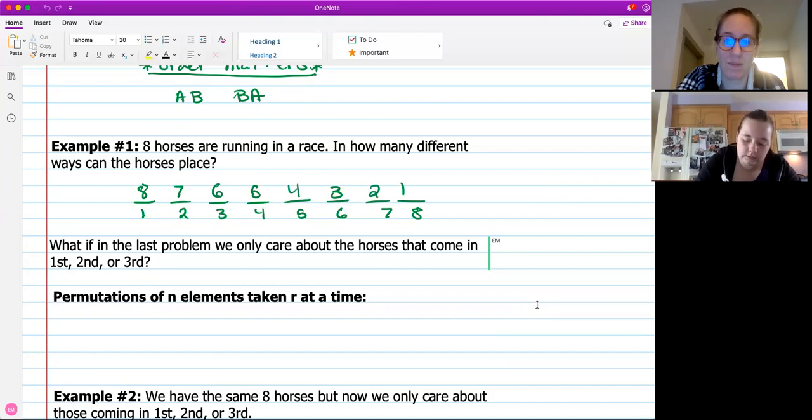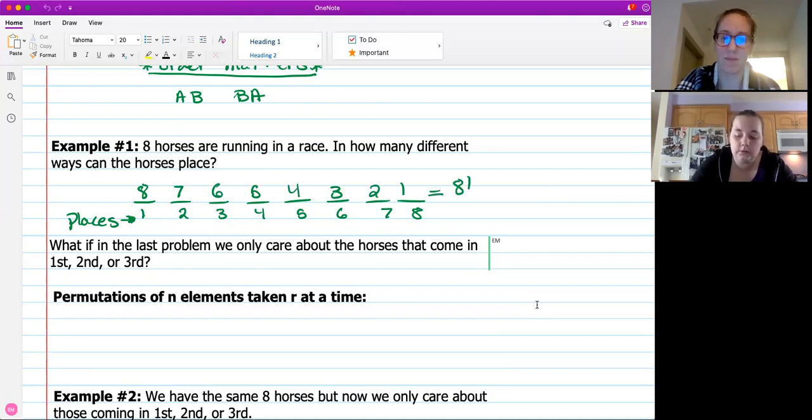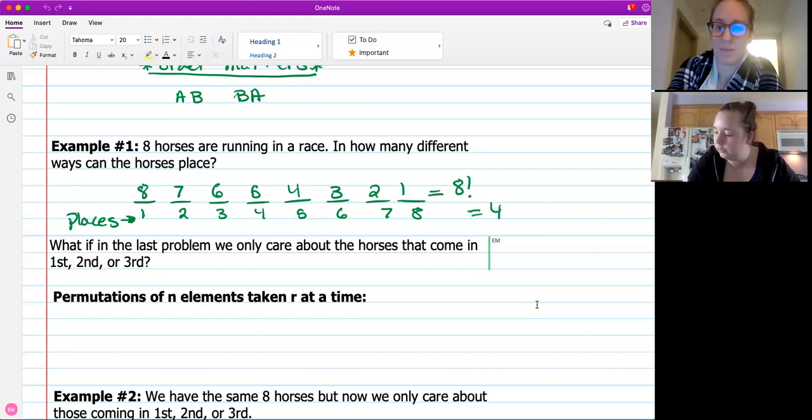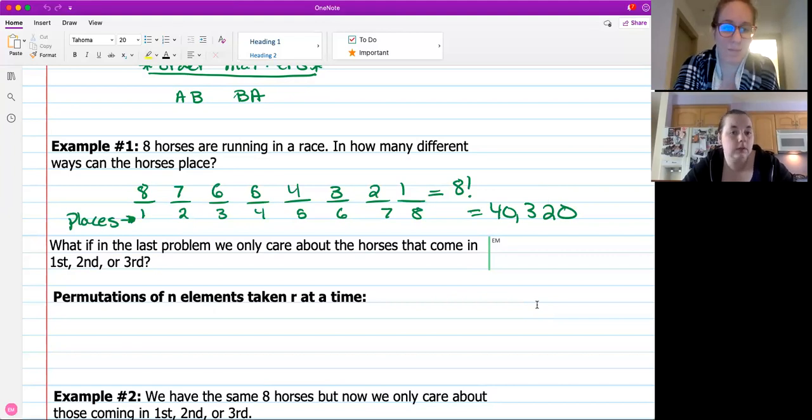This should look somewhat familiar to Monday of last week. Since we have 8, 7, 6, 5, 4, 3, 2, 1, that is equal to 8 factorial, which means the number of different ways the horses can place in the race is 8 factorial. I don't know what that is off the top of my head, but 8 math. It's a big number: 40,320. That is the number of ways the horses can place in the race.